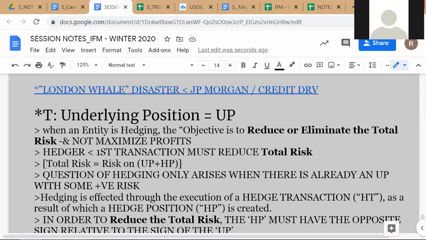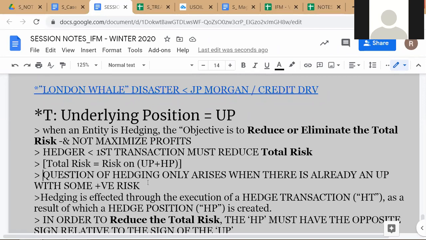Coming back, the hedger's first transaction must reduce total risk. Objective of hedging is to reduce the total risk. That's why this guy's first transaction has to reduce total risk. Now, total risk is what? Underlying position plus hedge position. Risk on UP plus HP. So total risk on these two.